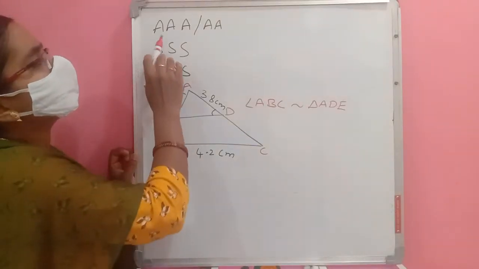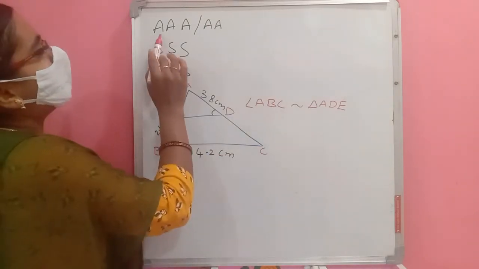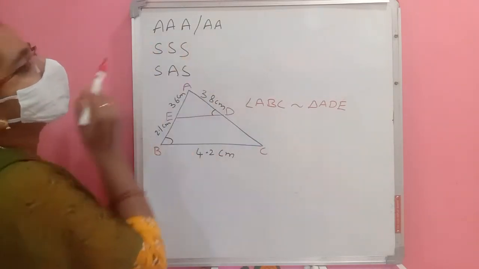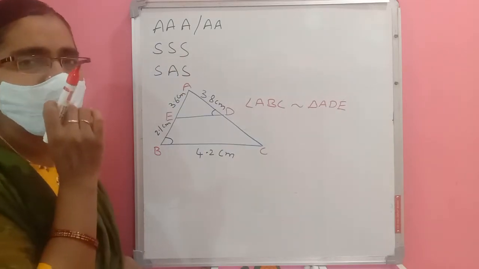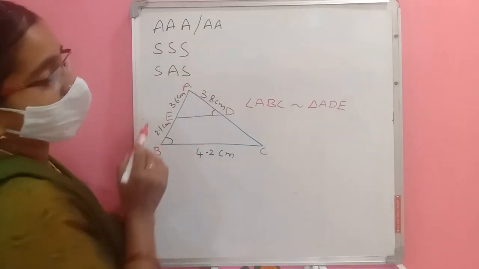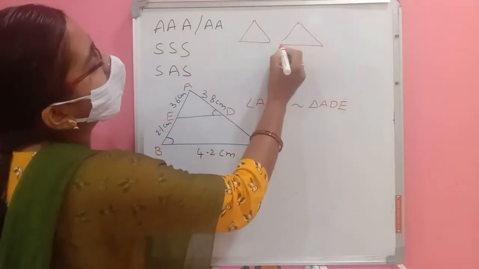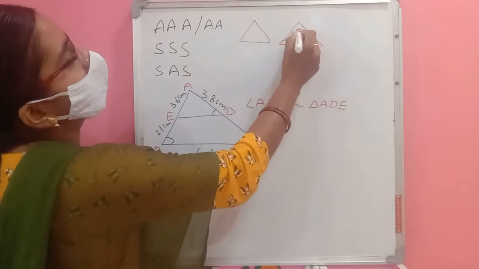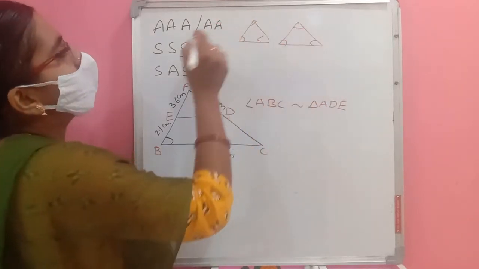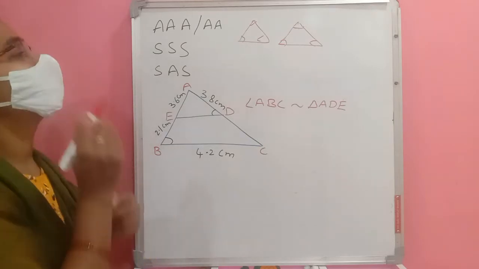Here, what is the criteria to find out similar triangles? AAA or AA criteria. AAA means angle, angle, angle. So, in two triangles, if three angles are equal, then we can say those two triangles are similar triangles.